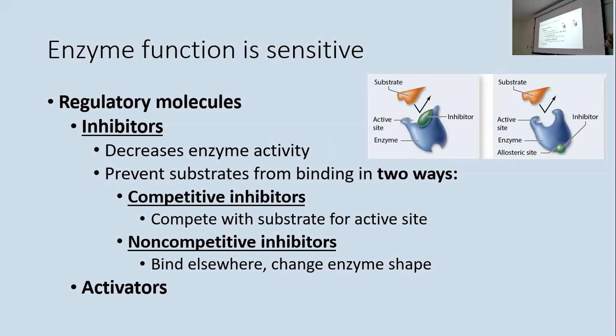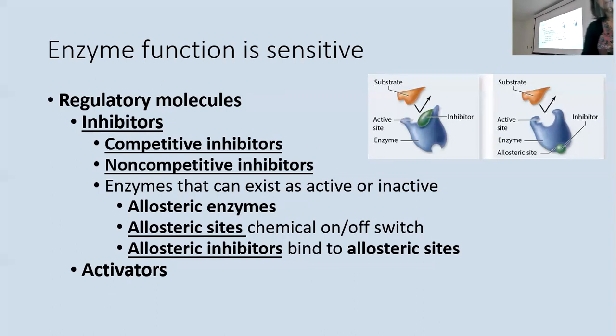So we've got inhibitors that can either compete with the substrate and bind to the active site, or bind somewhere else, change the enzyme shape, and make it stop working. Now, these non-competitive inhibitors that bind to allosteric sites can do a couple of things.